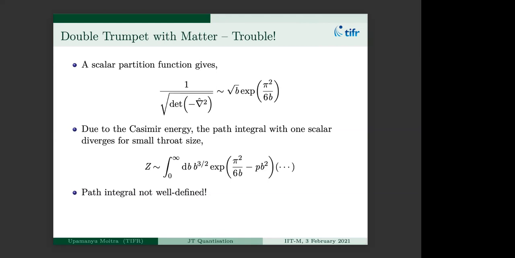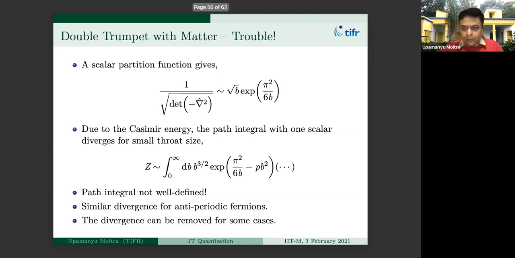So one might think that there's some way to circumvent this problem with fermions, but if you take, for example, antiperiodic fermions, which are antiperiodic along the theta direction and also antiperiodic along the radial direction, you get some very similar divergence. This antiperiodicity is natural in this case because we want to compute the partition function and not an index. So this divergence can be removed for some cases.